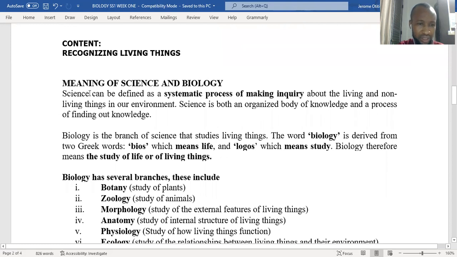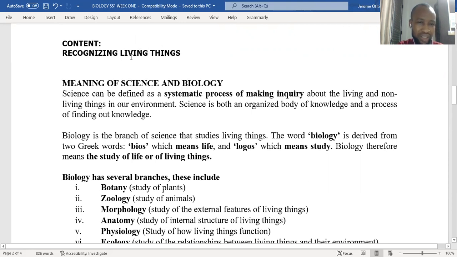Now, the first objective, recognizing living things, which is the topic. If you look at the topic, recognizing means to identify, to be able to know that this is this. Living thing, when we talk about a living thing, it means that thing possesses all the characteristics. We normally use Mrs. Gren's card. So for you to call something a living thing, it must possess all these characteristics.